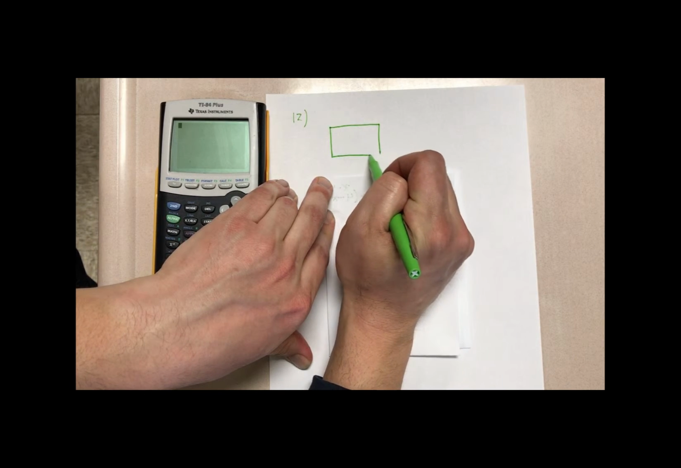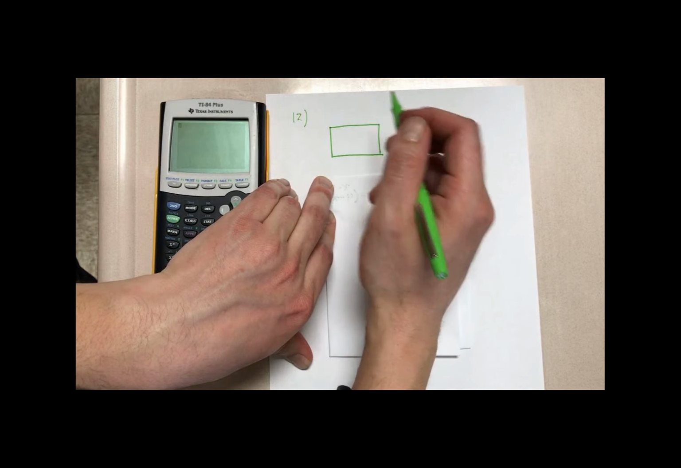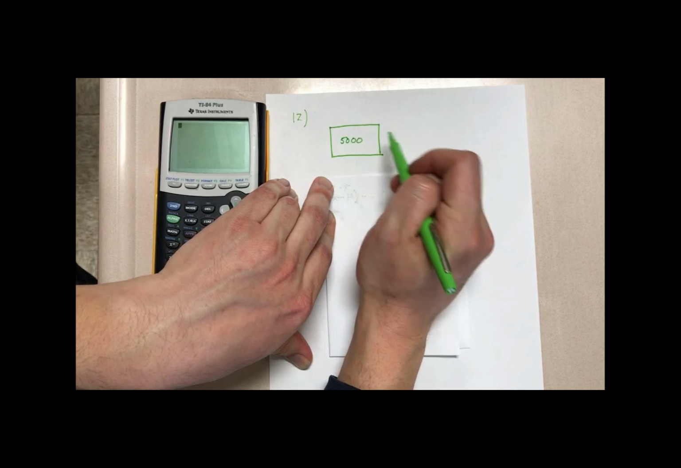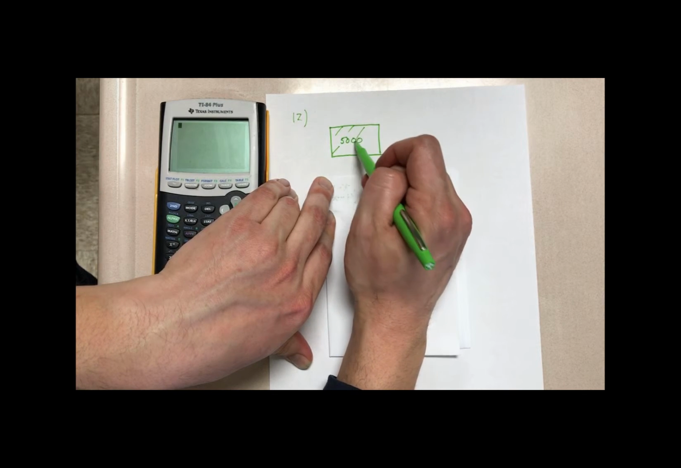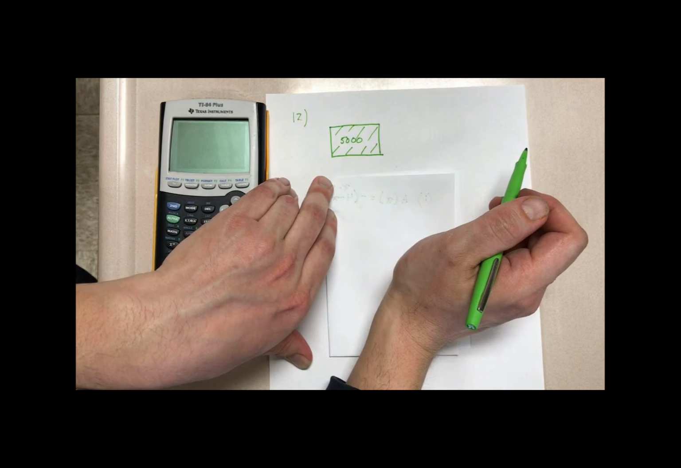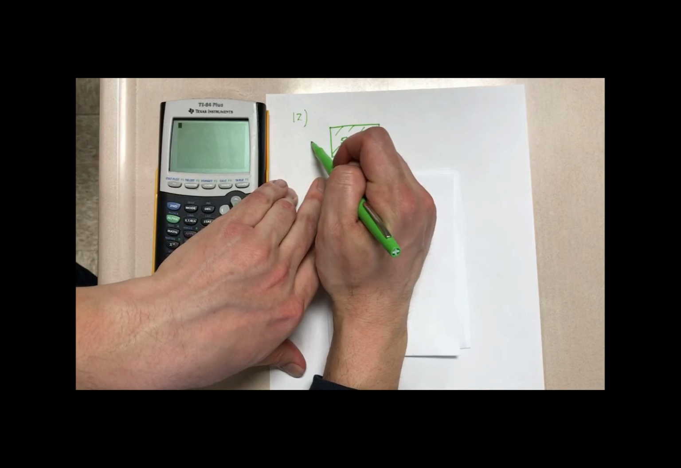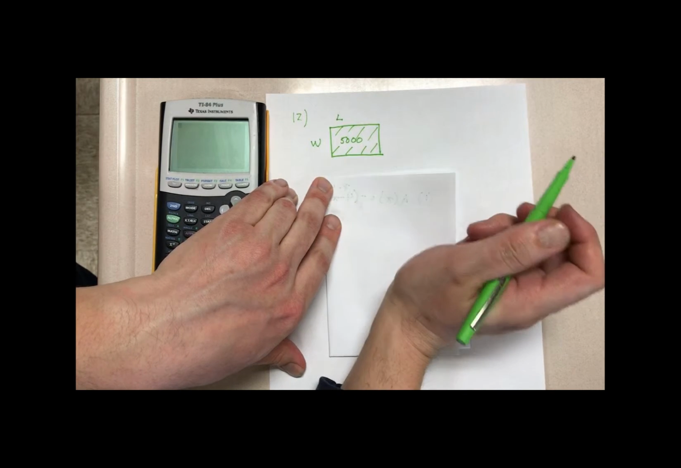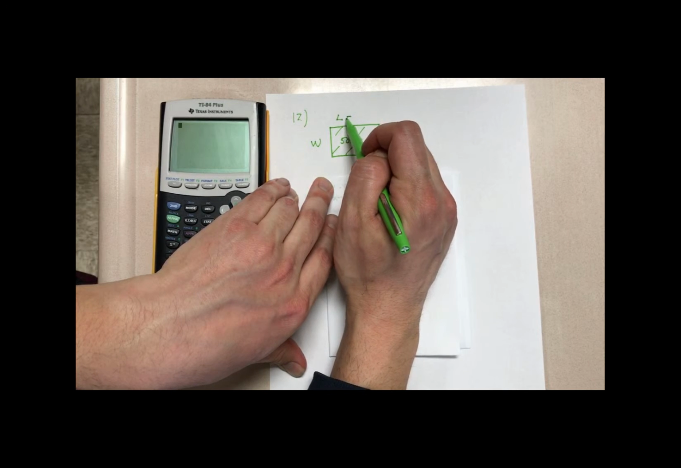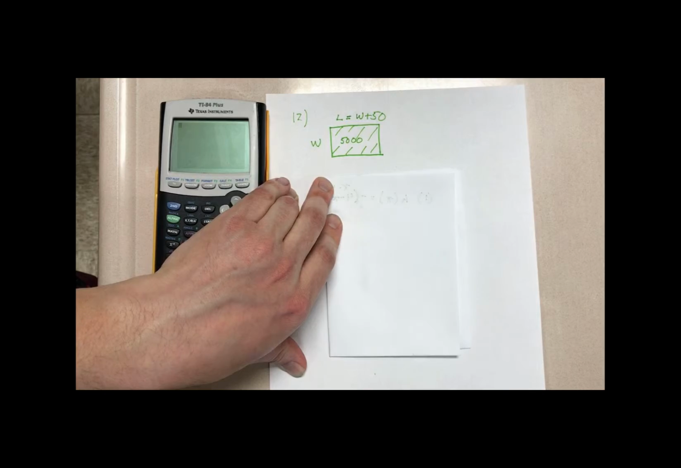It also says that the area of the rectangular soccer field is 5,000 square yards. So I'm going to write 5,000 in there, implying that that's the area of this whole space inside the rectangle. It tells us the soccer field must be 50 yards longer than it is wide. So it's talking about width and length. It says that it's 50 yards longer than it is wide, so that would make our length equal to W plus 50. That's 50 yards longer.